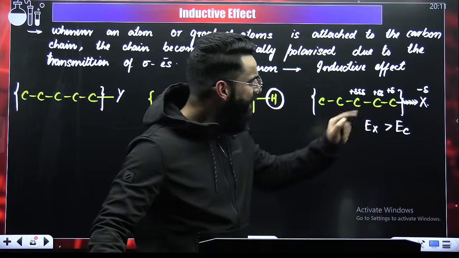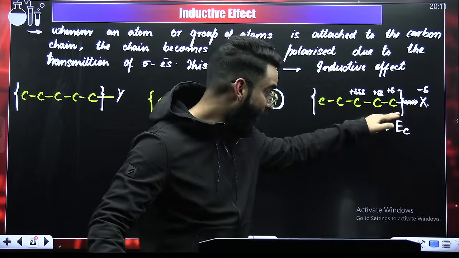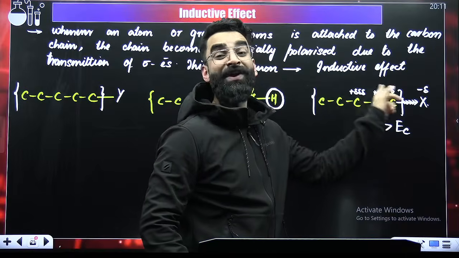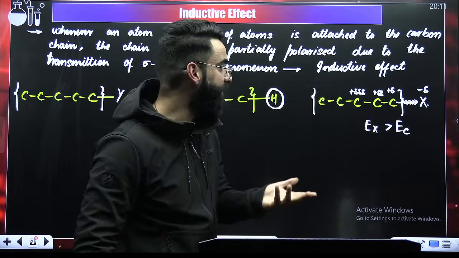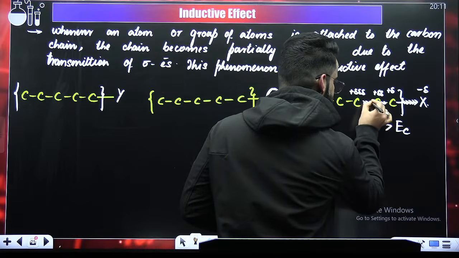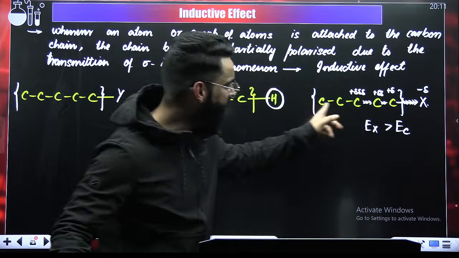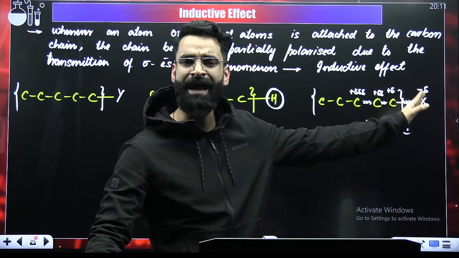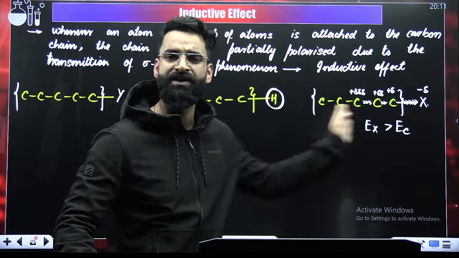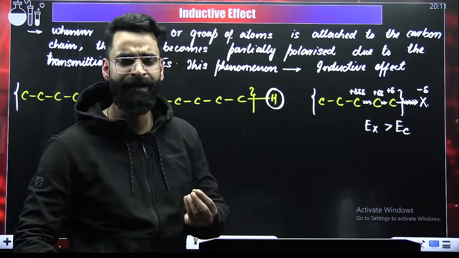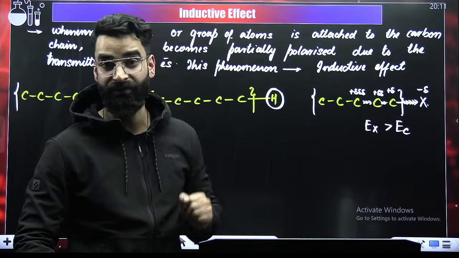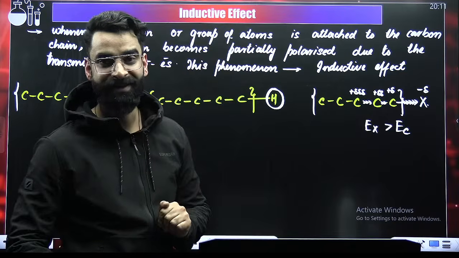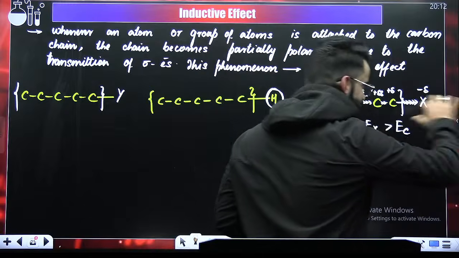So do you see, when I attached an atom or a group with a carbon chain, what happened? This chain got partially polarized due to the transmission of sigma electrons. This phenomenon which you see over here, when you attach an atom or a group with a carbon chain, due to which the chain gets partially polarized due to the transmission of sigma electrons, this effect is what you call the inductive effect. So I would say this atom or group here is showing inductive effect. Now guys, understand one thing. Is this group withdrawing the sigma electron density from the chain?